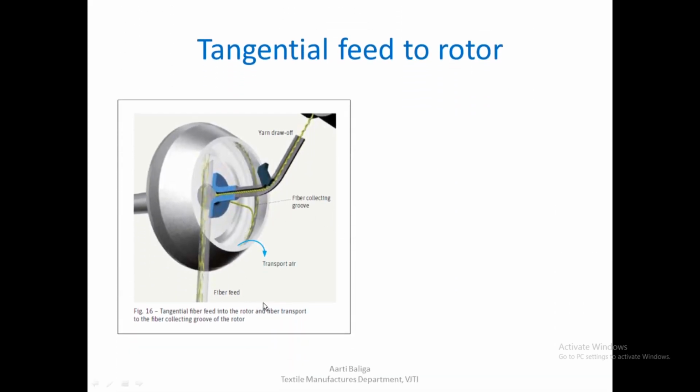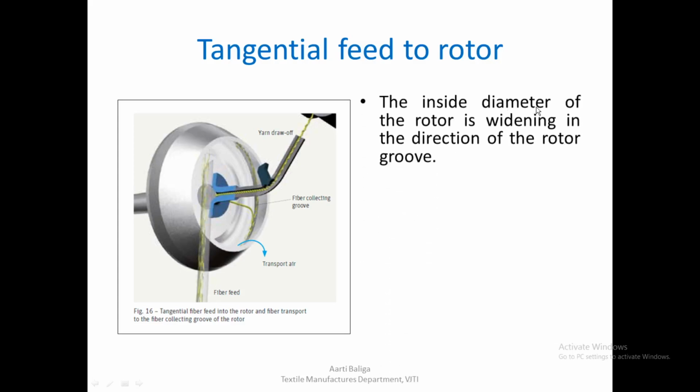So this is the diagram which shows all the parts involved. You can see the draw-off tube here, the fiber collection groove that is there. There's a transport air which might come over the edge of the rotor, the edge that we have been talking about, and this is the fiber feed, which is a tangential feed to the rotor.